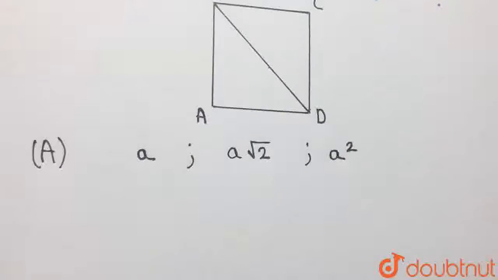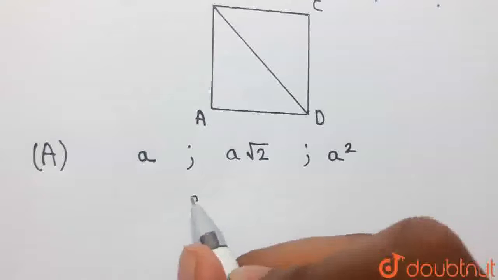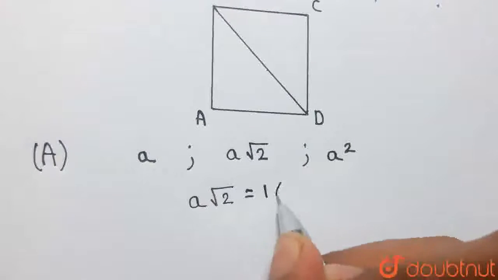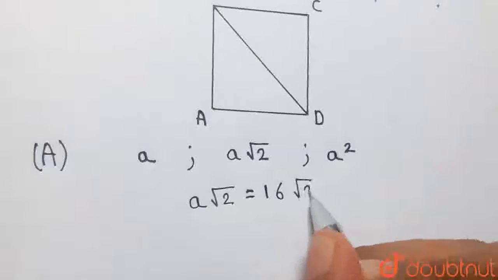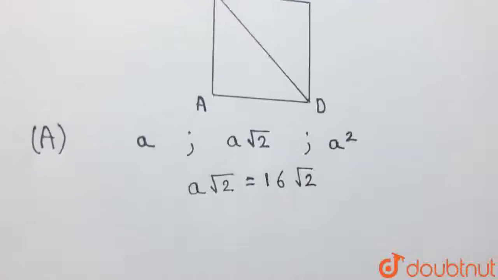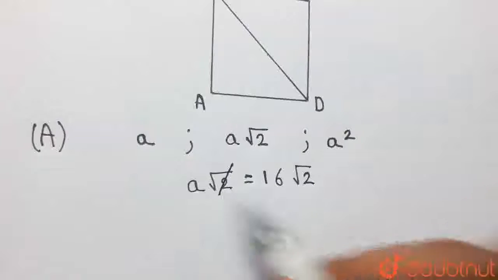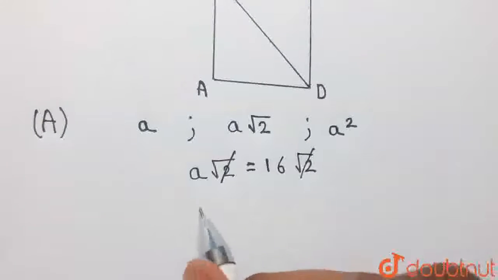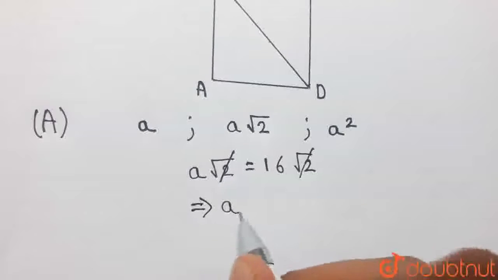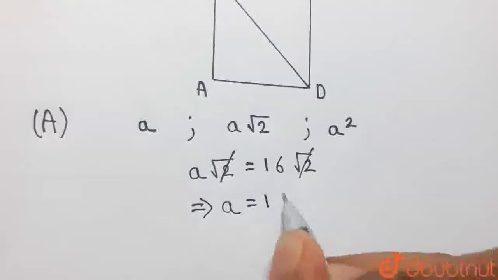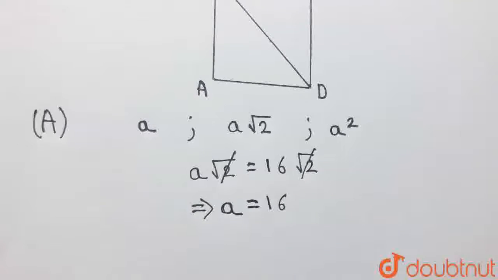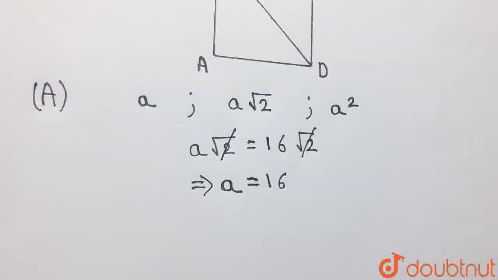So we have A√2 equal to 16√2. Now in this equation, as we can see, √2 cancels out from both sides of the equation. So finally we are simply left with A equal to 16. So we have found the length of a side of the square. The length of each side of the square is equal to 16.